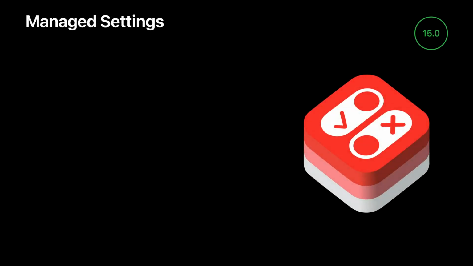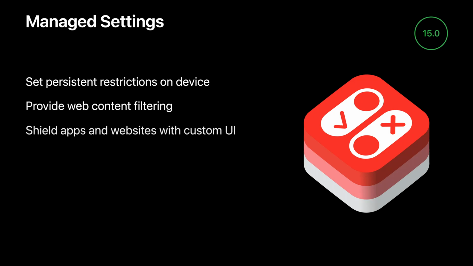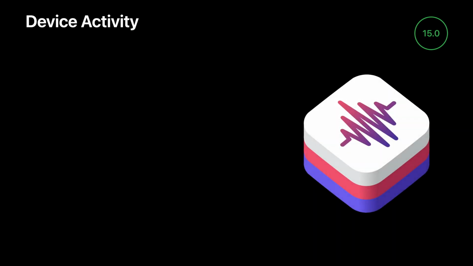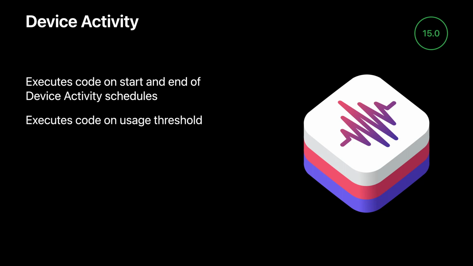With Manage Settings, your app could apply restrictions, filter web traffic, and shield activity, much like Screen Time does, but customized with your app's branding and functionality. The Device Activity Framework allowed you to execute code on the start and end of timing windows, as well as whenever usage of an app or website exceeded a threshold.